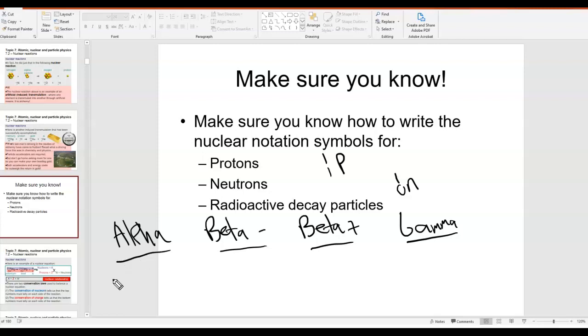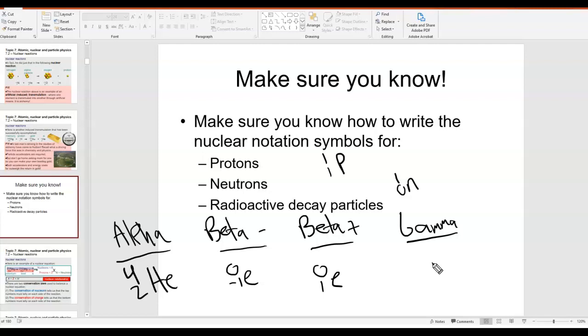And this is all stuff you should be familiar with, but remember, an alpha particle is a helium nucleus. A beta particle is an electron. A beta minus particle is an electron. A beta plus particle is what's called a positron. That is a positive electron, and we'll talk more about that in 7.3 actually, because that's an example of antimatter.